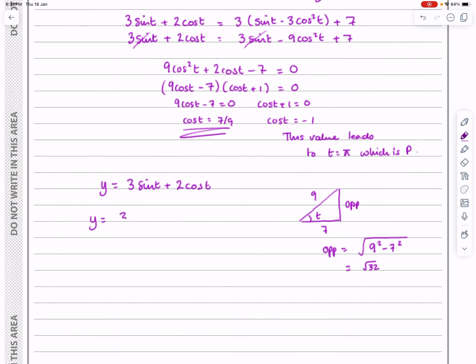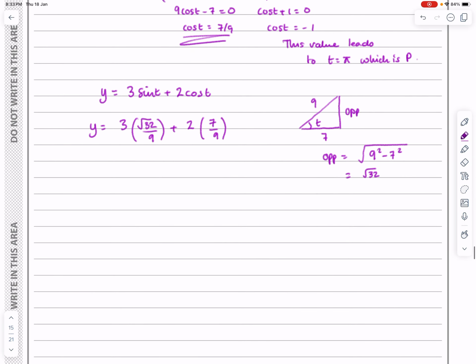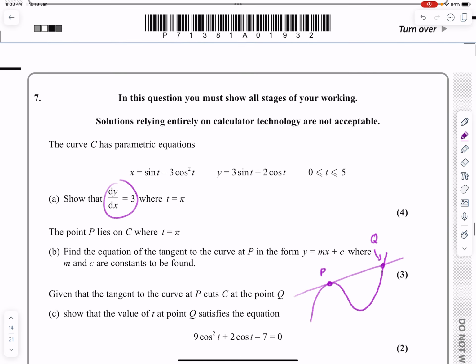So if that's true, then here y is equal to 3 sine t. Well, sine t is going to be opposite over hypotenuse. So that's going to be root 32 over 9. And 2 cos t. Cos t we've already got is 7/9. Stick that into the calculator. Does it say to find the exact value? Find the exact value for the y coordinate of Q then. So stick that into your calculator. It works out to be 4√2/3 plus 14/9. And that's good enough to have as the exact value. Okay, nice question, that one. Hopefully that all makes sense to you.